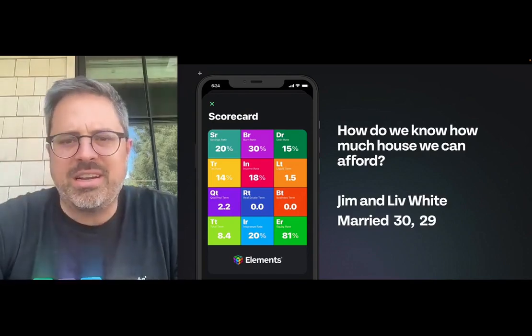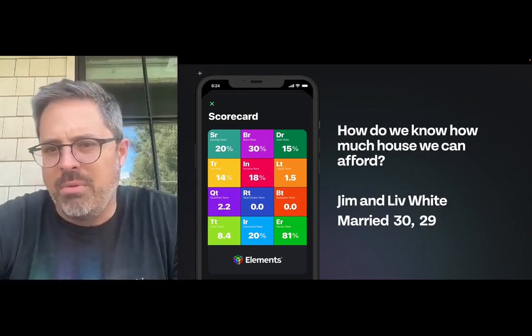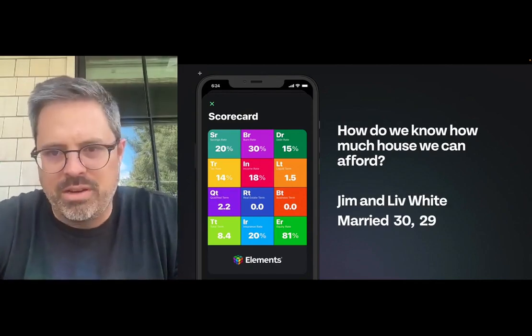Hey guys, the question of the day was how do we know how much house we can afford?